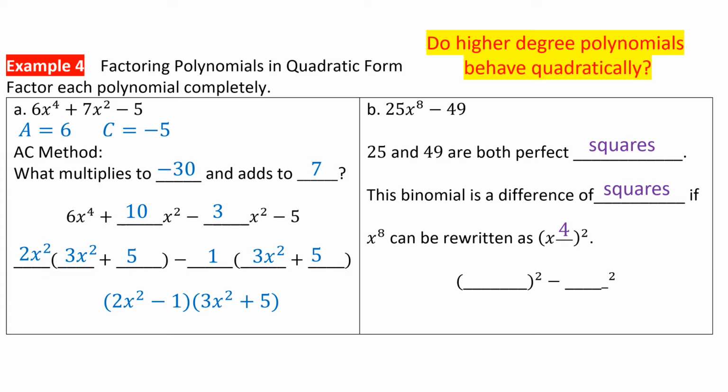So just to rewrite that binomial, we can take the first term and express it as 5x to the 4th all squared minus 7 squared. And then a difference of squares factors in ways that we have done before. We would wind up with 5x to the 4th plus 7 and 5x to the 4th minus 7. So we're taking something that's to the 8th degree and we're still able to factor it.